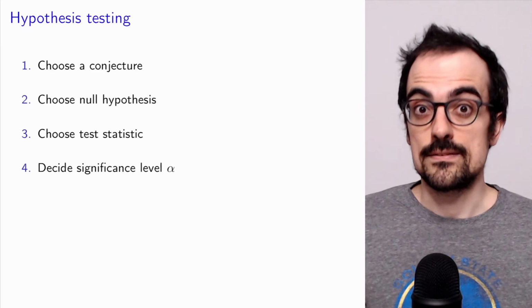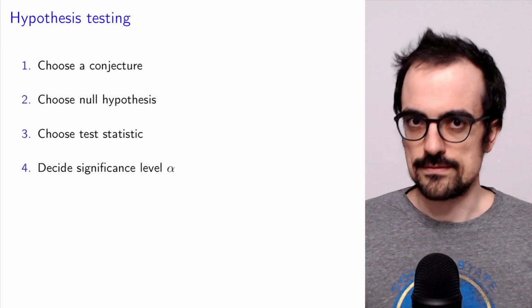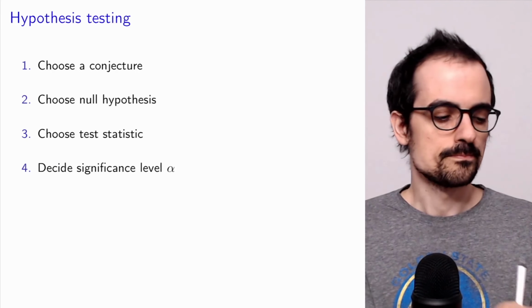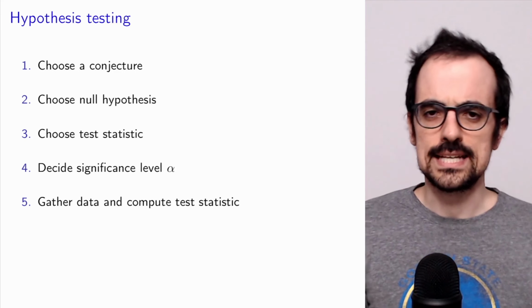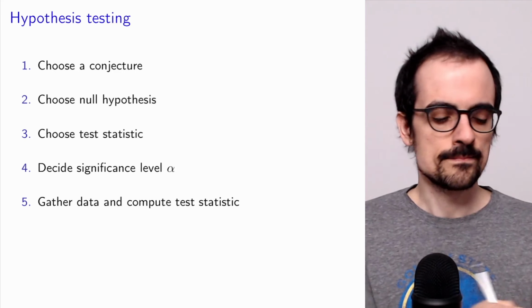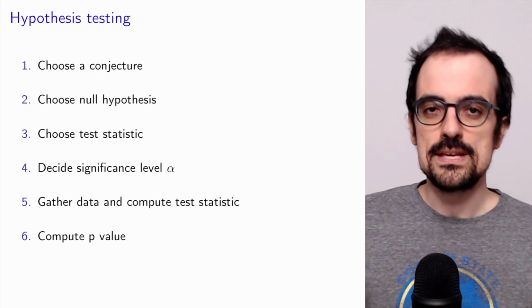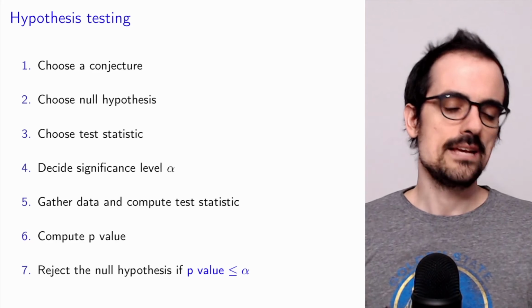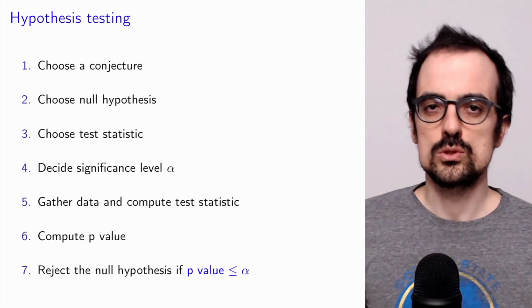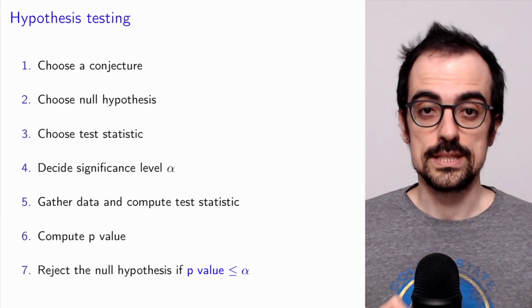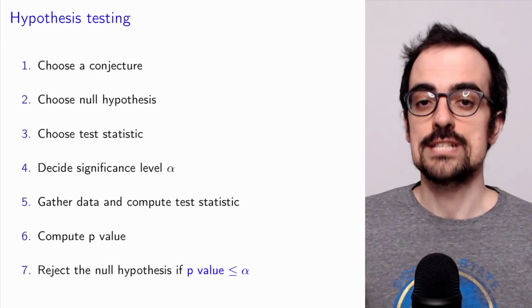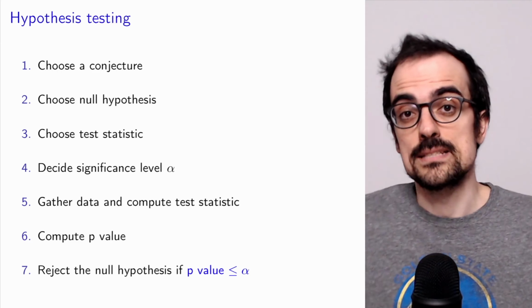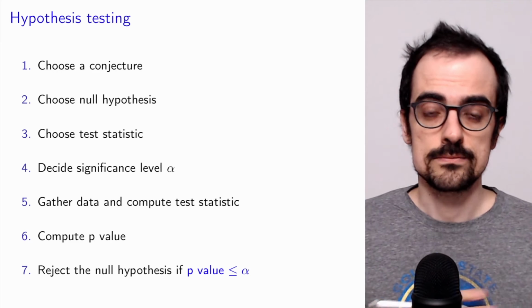We decide on a significance level alpha. Very often it's set at 5%. Then we gather the data and compute the test statistic. We compute the p-value associated to the test statistic. And if the p-value is smaller or equal to alpha, to this significance level, we reject the null hypothesis, which is evidence in favor of our original conjecture.